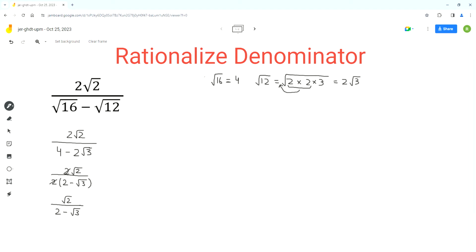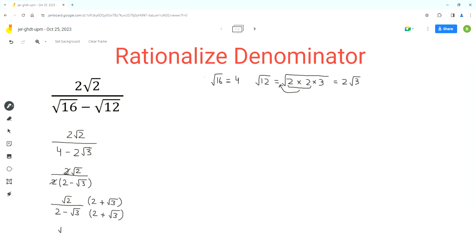We can use the conjugate method to rationalize the denominator. So we have to get rid of the radical or the square root in the denominator, and we do that by multiplying the numerator and the denominator by the conjugate of the denominator, which means same terms but with opposite sign. So we multiply the numerator by 2 plus square root 3 and we multiply the denominator by 2 plus square root 3.